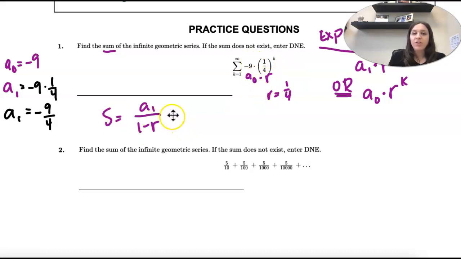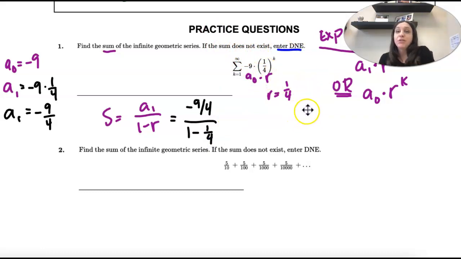Okay, so now we have our numbers. Let's plug it into the formula. First term is -9/4, and then 1 minus r is 1/4. But if it doesn't exist, we're going to enter DNE. So let's make sure it exists first. To find out if it exists, we look at the ratio. And is it less than 1 or greater than 1?